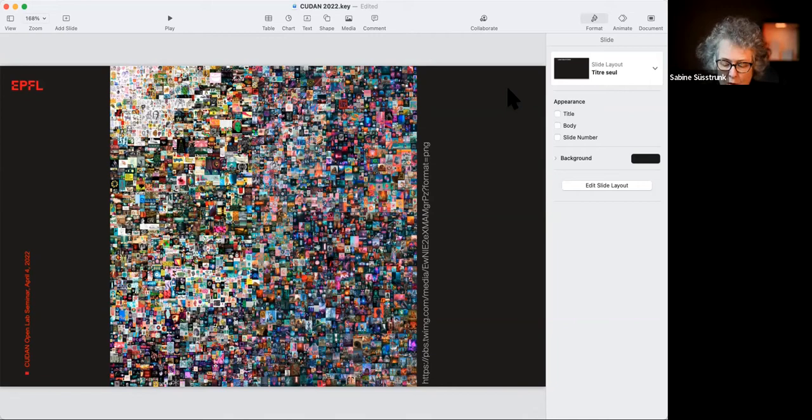And so this is an image of the artist called Beeple, who had basically taken 5,000 images from everyday life and put together this collage. And this was sold at Christie's auction house for about $63 million. That's the third highest price ever paid for an artwork of a living artist.